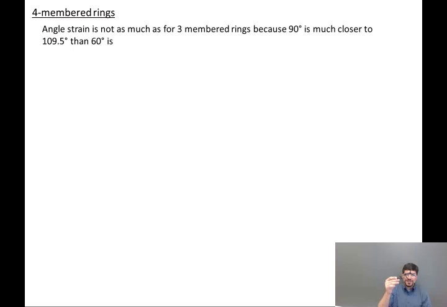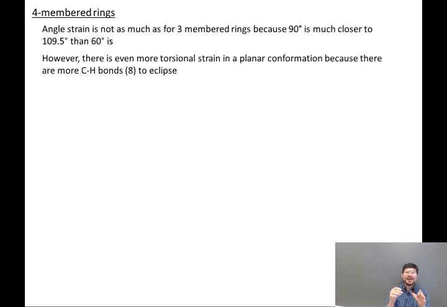Okay, so here's a model of a four-membered ring if it were planar. However, there is even more torsional strain in a planar conformation for four-membered rings than there would be in a three-membered ring. Because in a three-membered ring, there are 6 eclipsed carbon-hydrogen bonds. In a four-membered ring, because there are 8 hydrogens, there are 8 eclipsed carbon-hydrogen bonds.